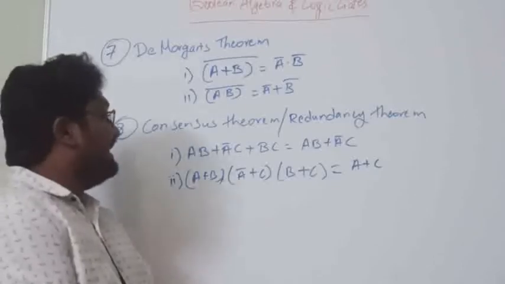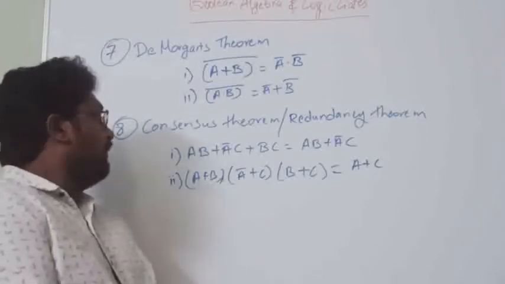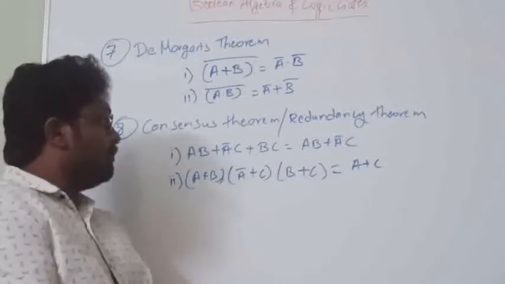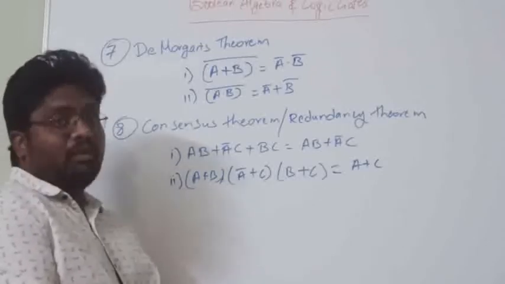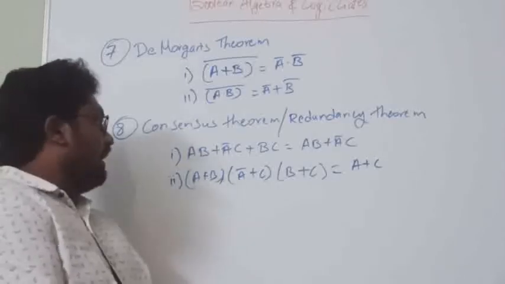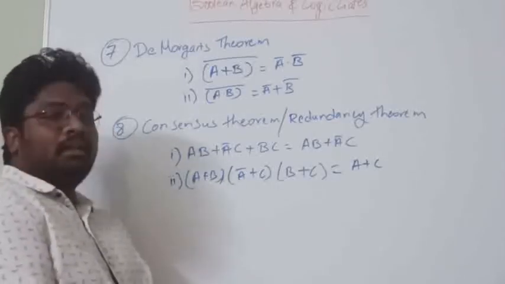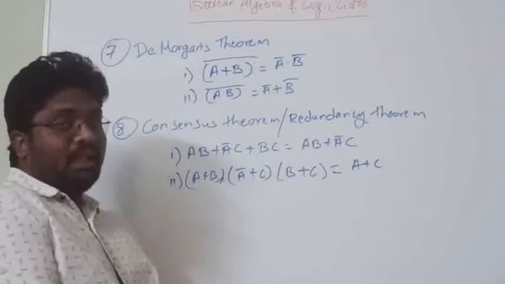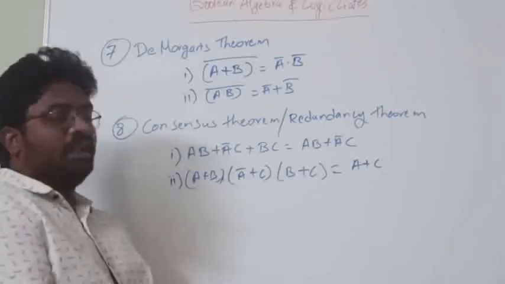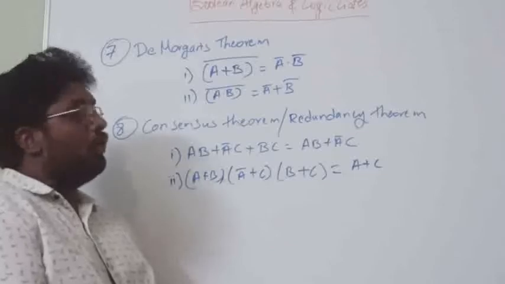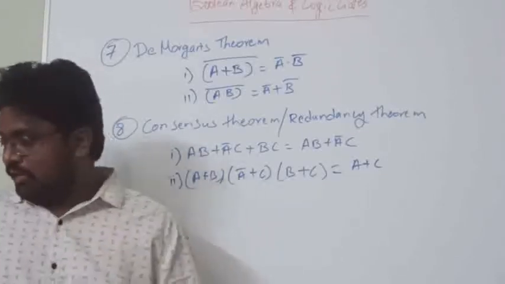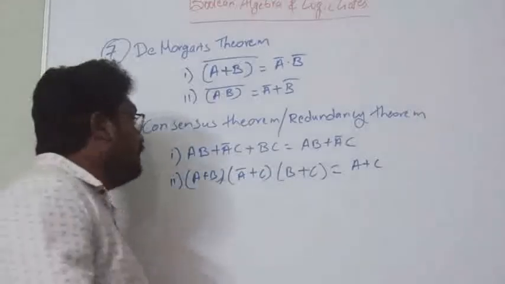Then the consensus theorem or redundancy theorem: if we take AB plus A bar C plus BC, then we will have the output as AB plus A bar C. And in product form, (A or B) and (A bar or C) and (B or C), the output is (A or B) and (A bar or C). So now let me solve this.